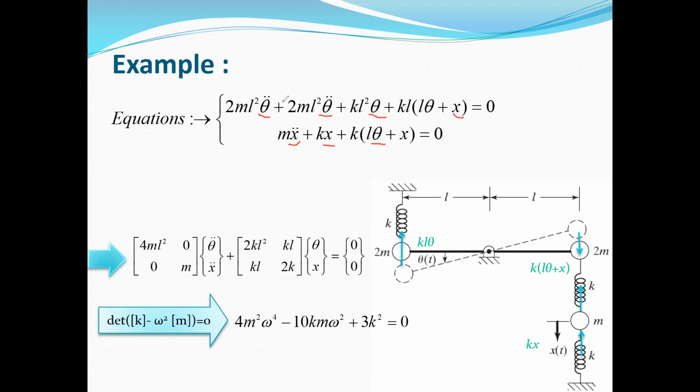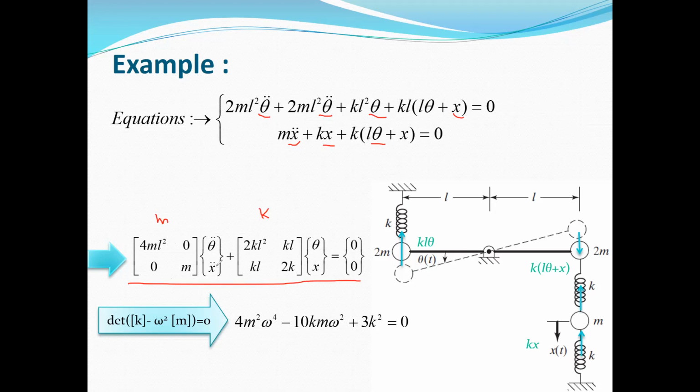Okay, so according to this coordinate system, of course, x and theta. If you write the equation of motion in matrix form, it will be in this form: matrix m multiplied by acceleration plus matrix k multiplied by displacement. It must be equal to 0.